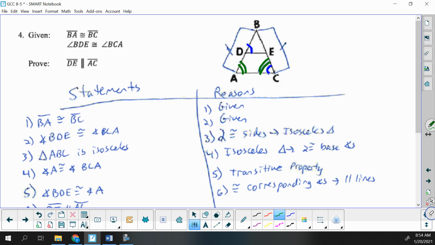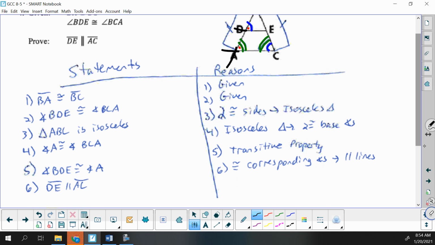Well, just like in the last one, notice that one angle gets marked twice. So do a transitive property, and that'll get angle BDE congruent to angle A. So we now have these two congruent to each other. Well, notice if we extend our lines, those are both in the top right. So those are corresponding angles. So we now have congruent corresponding angles, which implies parallel lines. So that allows us to get DE parallel to AC.